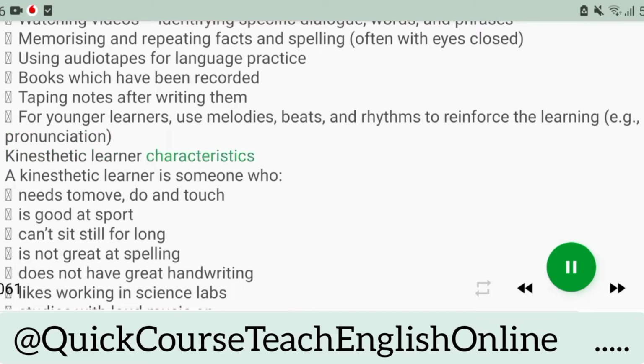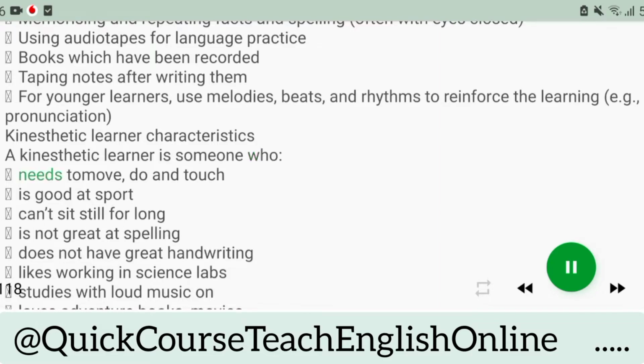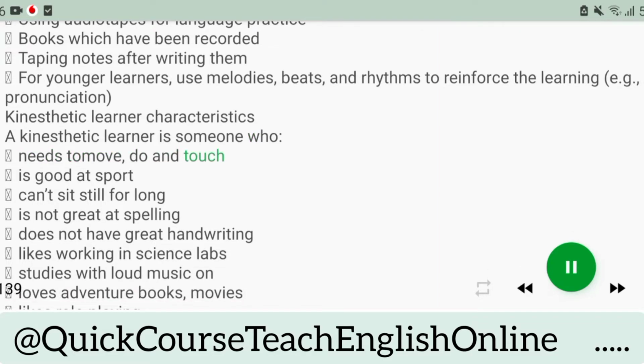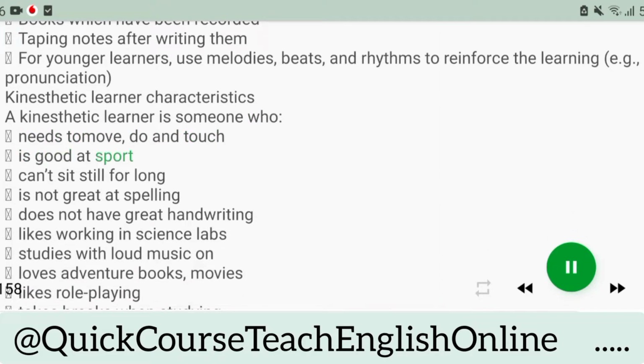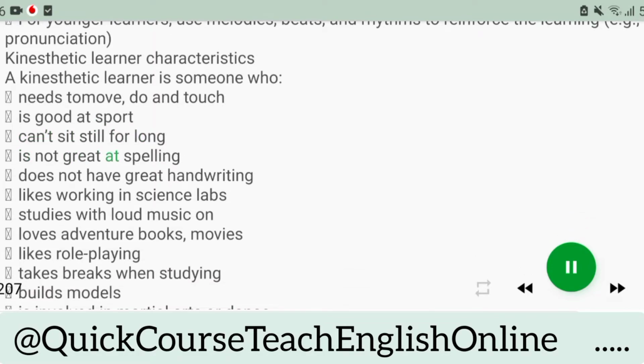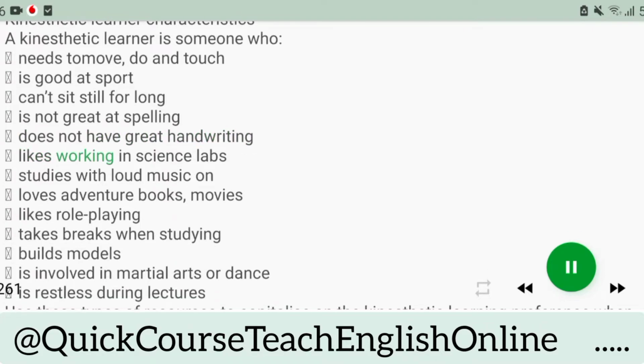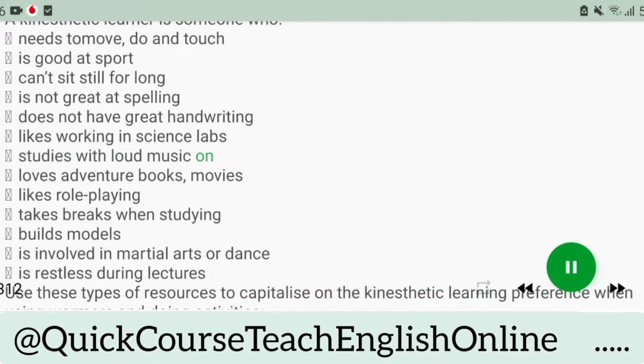Kinesthetic learner characteristics. A kinesthetic learner is someone who needs to move, do and touch. Is good at sport. Can't sit still for long. Is not great at spelling. Does not have great handwriting. Likes working in science labs. Studies with loud music on.